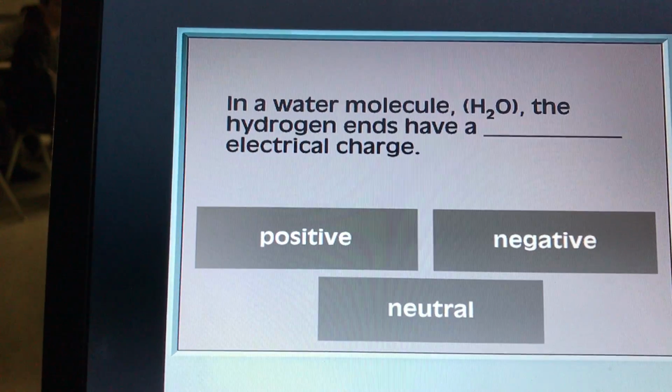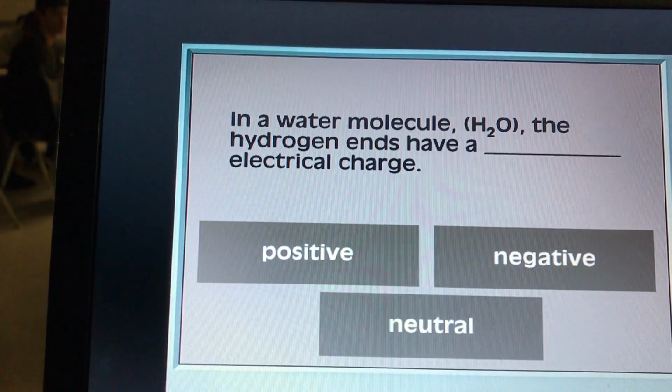In a water molecule, the hydrogen ends have a electrical charge.